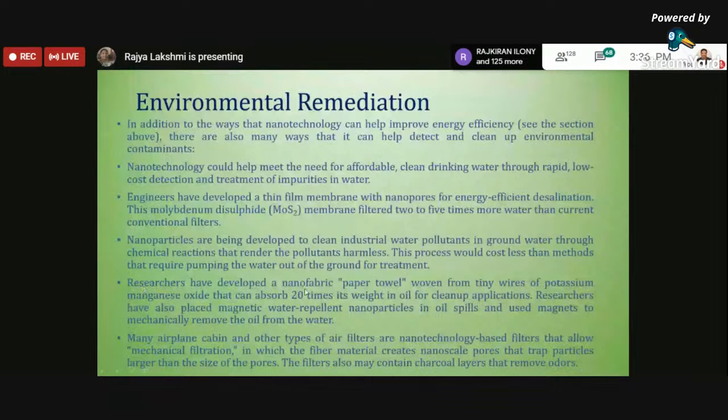Researchers have developed a nanofabric paper towel, which is woven from tiny wires of potassium manganese oxide that can absorb 20 times its weight in oil for cleanup applications. Researchers have also placed magnetic, water-repellent nanoparticles in oil spills and used magnets to mechanically remove the oil from the water.